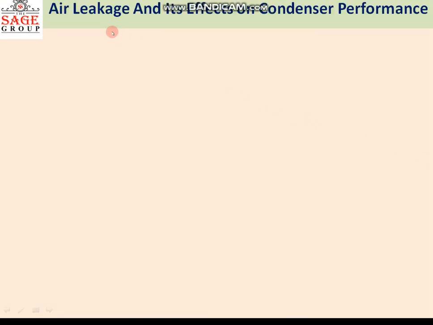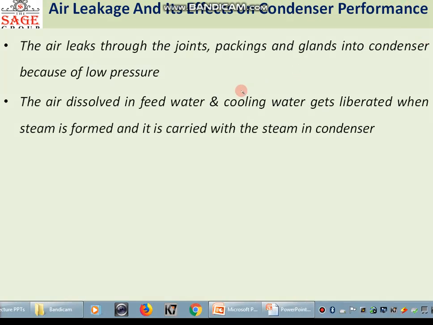Now there is air leakage and its effect on condenser performance. Air leaks through the joints, packings and glands into the condenser because of the low pressure in the condenser. The air dissolved in feed water as well as in cooling water gets liberated when steam is formed, and it is carried with the steam in the condenser.